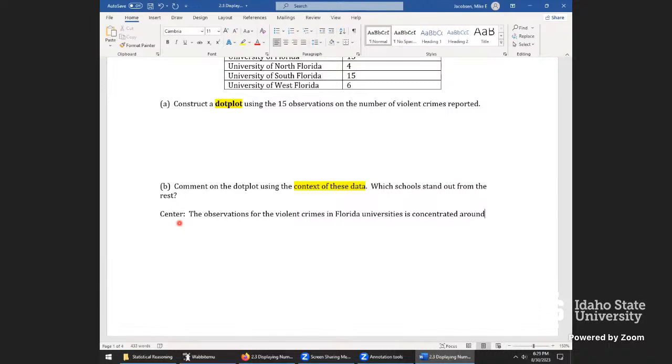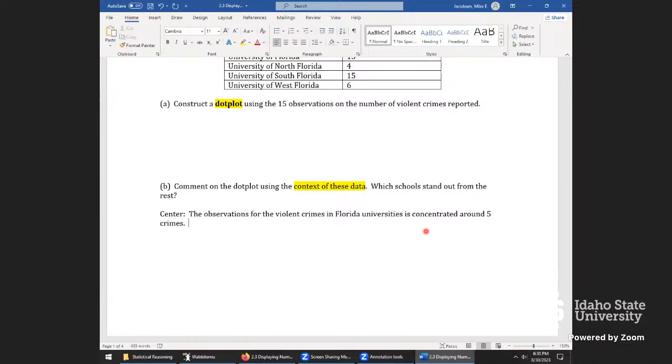Said a little bit better on my part. I would agree with you on 5. If you're looking around 5, then go a little bit to the left, a little bit to the right. You captured a lot of observations. If you're saying right around here, there's nothing right around here. So it looks like with the list of universities they gave us, about 5 violent crimes in 2014 was the typical number. I don't know how they got the sample, but if it was a random sample of Florida universities and campuses, you could say that's typical for every Florida university or campus. But let's go here and say observations for the violent crimes in Florida universities is concentrated around 5 crimes.